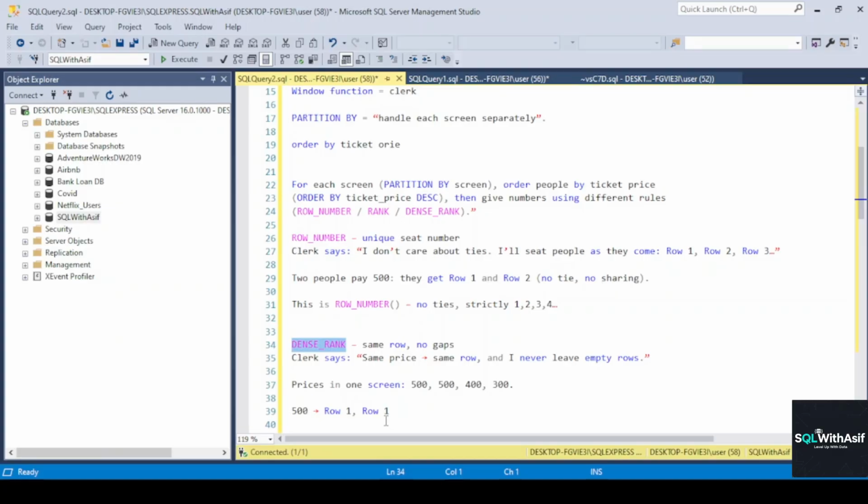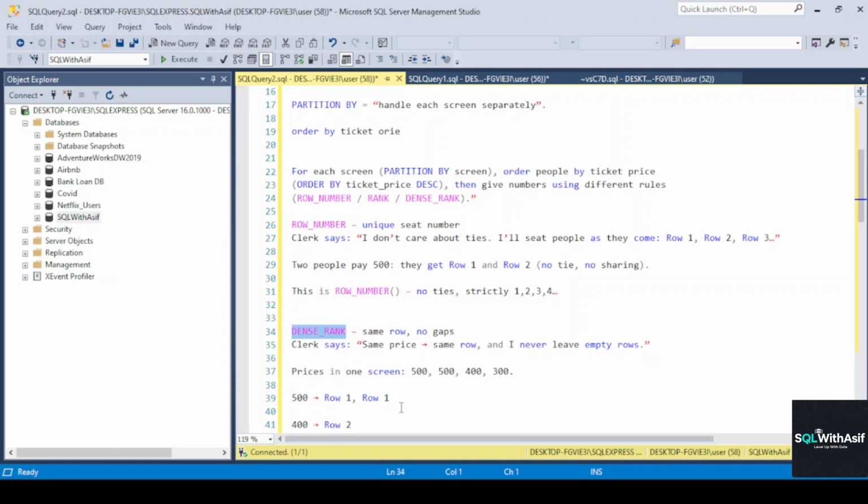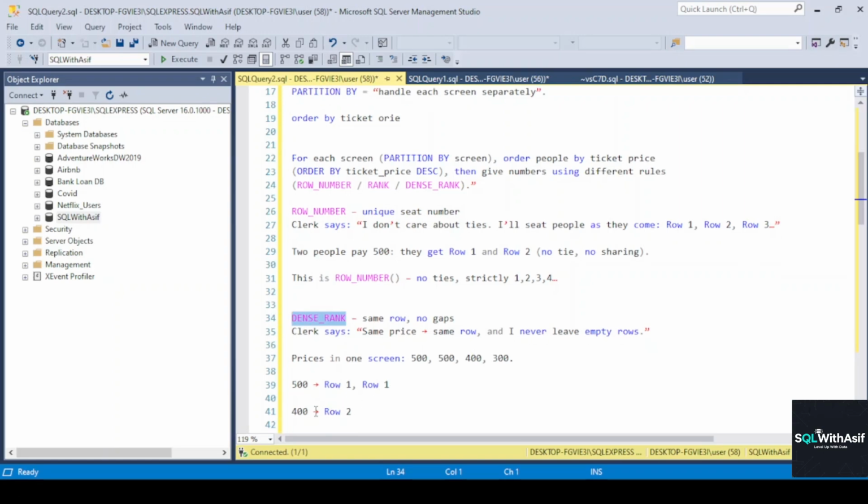In row 1, we both got seats because we paid the same price. So if we get it as a rank, we get the same rank, first rank over here. Wonderful. Another person came, he paid 400. Now, order by was on ticket price, descending.